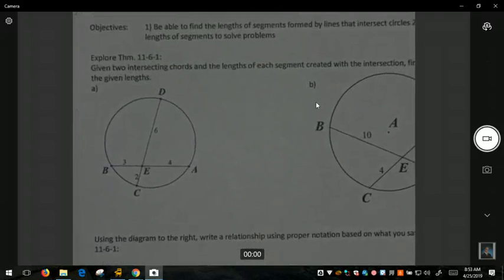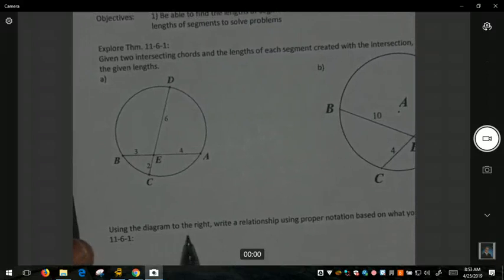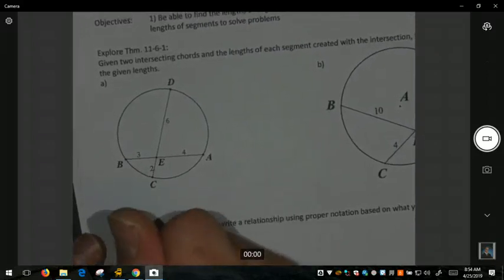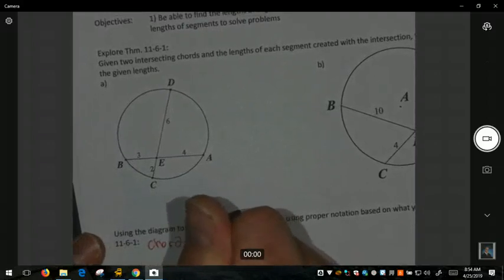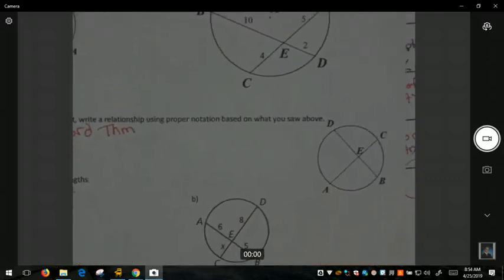Depending on how much time we have in the school year, we are getting toward the end of the school year, it is possible that we don't have time to do all of the exploration. So using the diagram at the right, here is what we call the chord-chord theorem. I don't memorize it as 11.6.1. We've talked about you memorizing by numbers before.